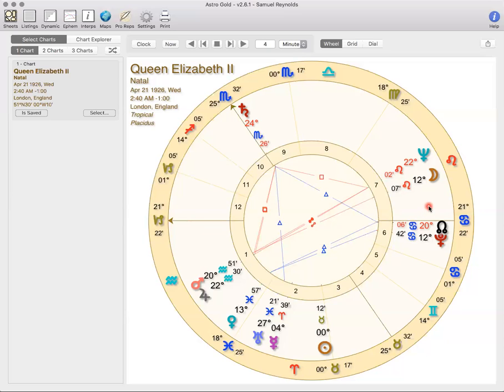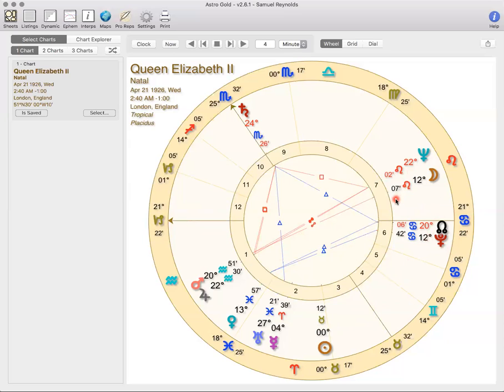One other thing I wanted to point out, as some people may ask: some of the houses are empty, like the 3rd house here, 4th, 5th, 12th. Does that mean that the things related to those houses, when there are no planets, that there's nothing that's going to happen? No, not at all.